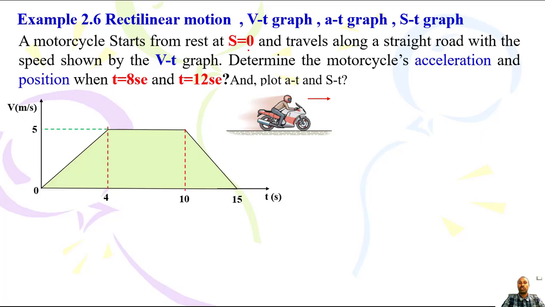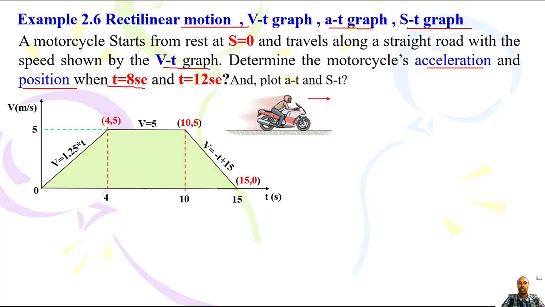Okay, example 2.6, rectilinear motion, velocity time graph, acceleration time graph, and distance time graph. A motorcycle starts from rest at s0 and travels along a straight road with the speed shown by the velocity time graph here, with the equations given. Determine the motorcycle's acceleration and position when t is 8 seconds.